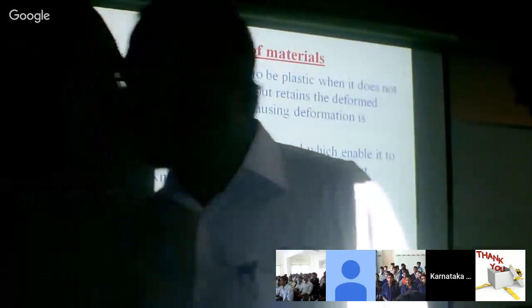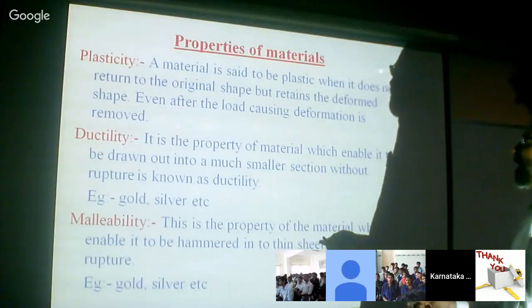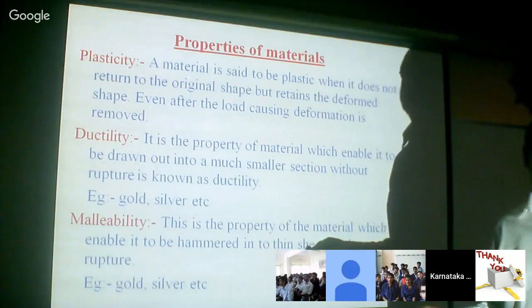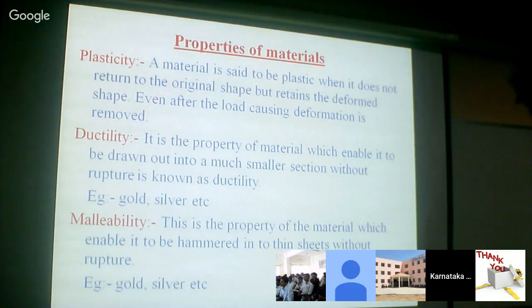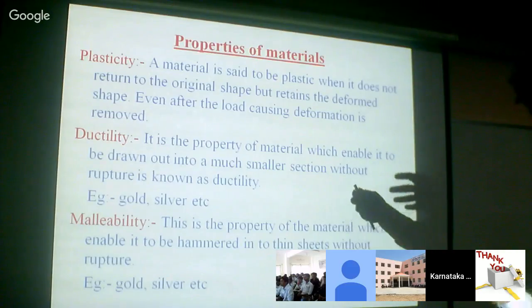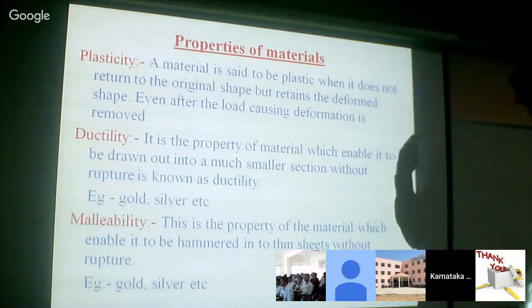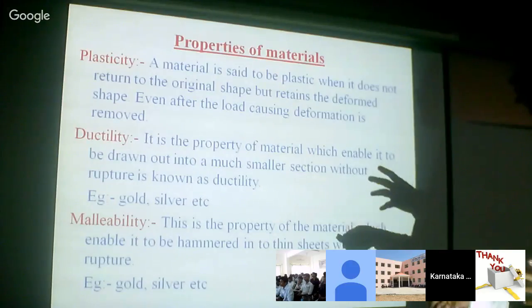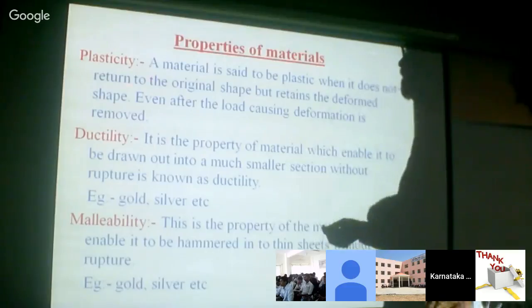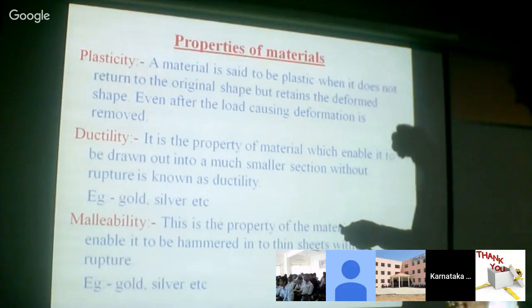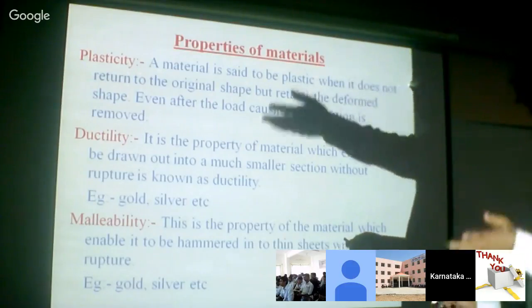And you know, there are some properties of the material that are included in the syllabus, and we should know them, not only for the syllabus, but as engineers. A material is said to be plastic when it does not return to the original shape but retains the deformed shape even after the load causing deformation is removed. That is the elastic property, elasticity, which regains its original shape after removal of the load. Plasticity means the body will not come back to its original shape or position. It is called permanent deformation. The permanent deformation is called the plasticity property. That is, it never comes back when you remove the force. That means the body enters into the plastic state.